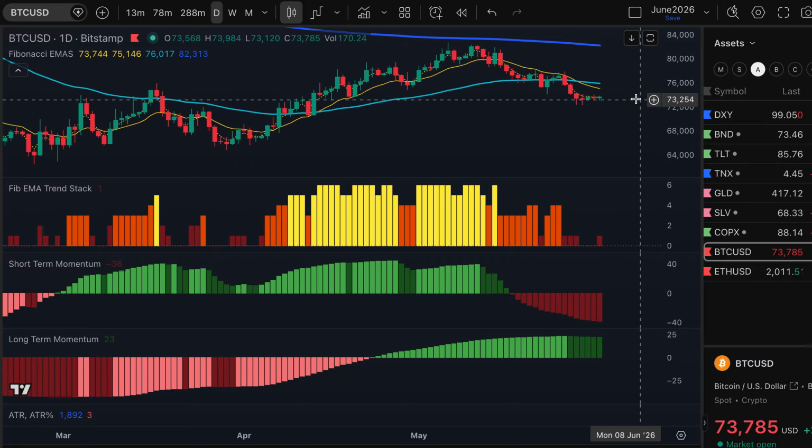So that's my view of the market here for May 31st, 2026, and this is my new layout that I'll be trying out.